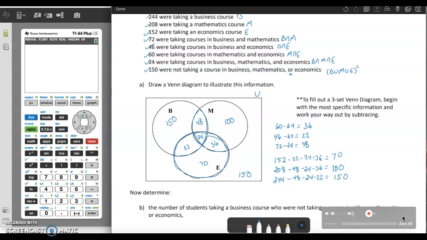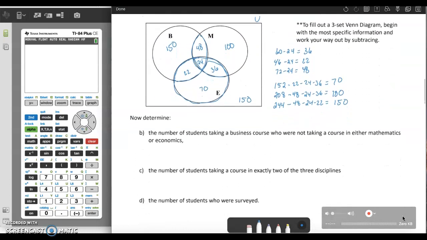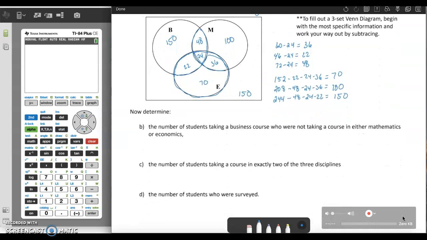Once you work your way up like that, then you can answer any question. You should be able to answer any question they might ask. So let's see. It says, now determine the number of students taking a business course who are not taking a course in either math or economics. So these are students only taking business, not also taking math or economics. So that would be this only in the B part that's not overlapping anything else. So we've already really done that work. Now we can just read it off the chart. That should be 150 students.